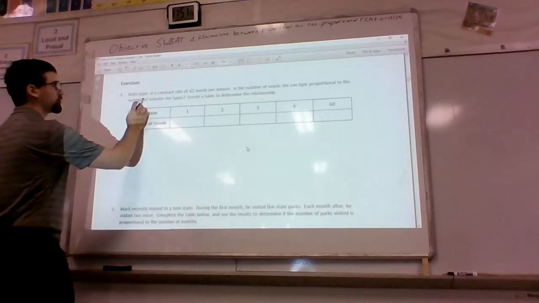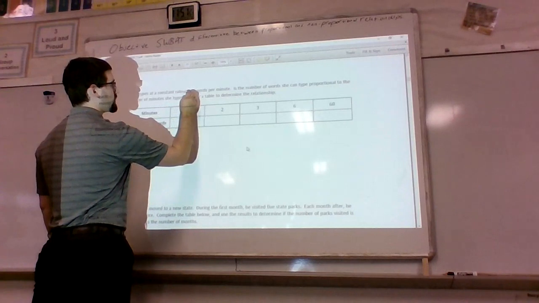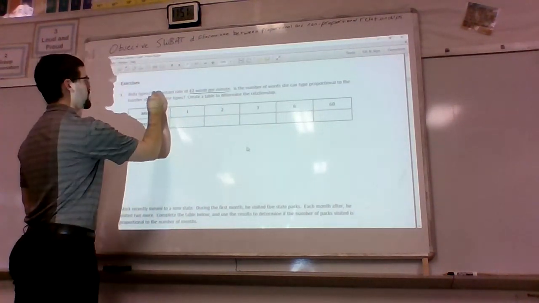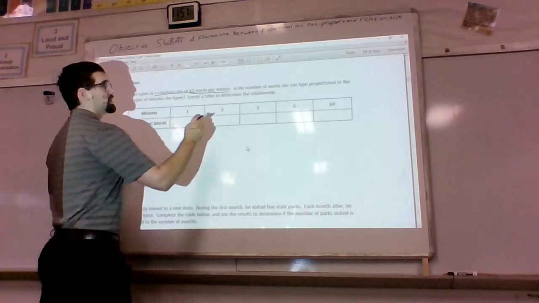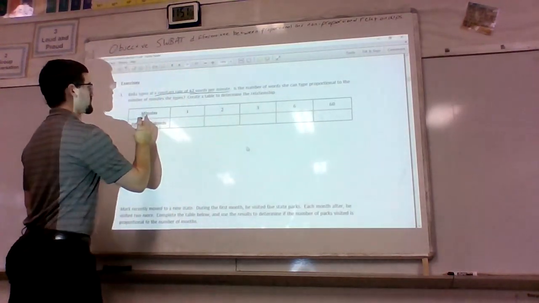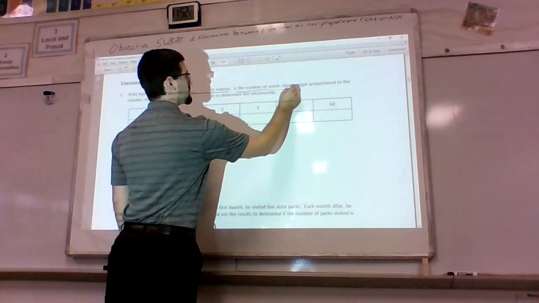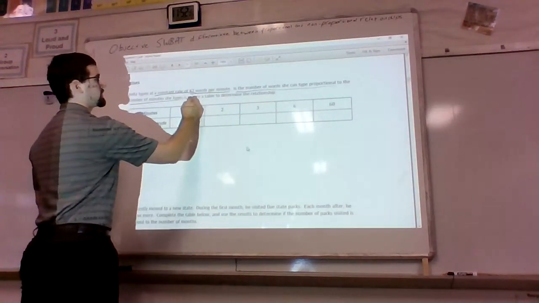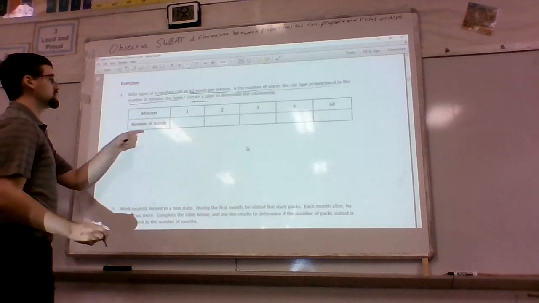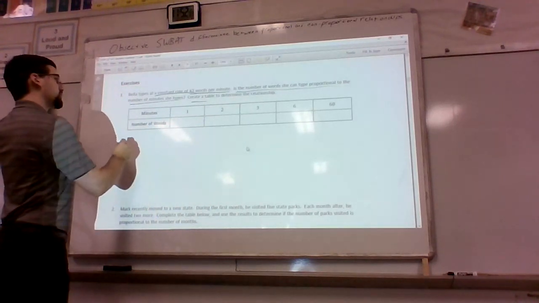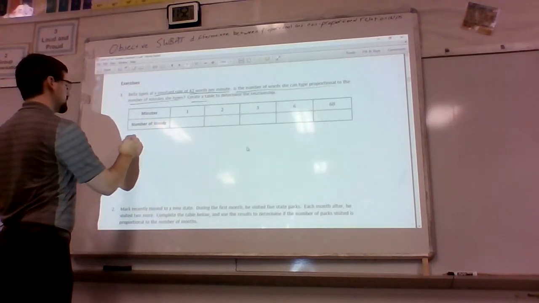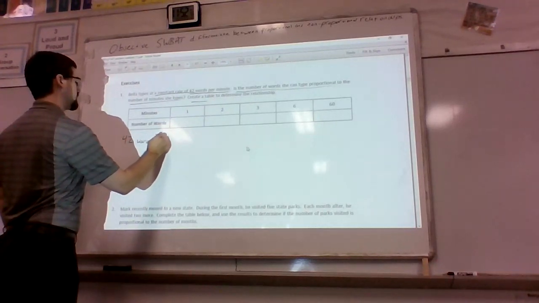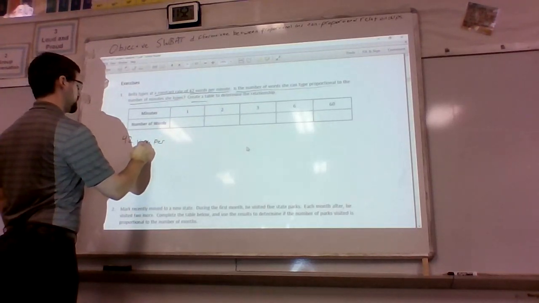Well, her rate is 42 words per minute. Okay, that's a piece of important information, constant rate. And then this is the question we need to answer. Is the number of words she can type proportional to the number of minutes? And then create a table. All right. So after 1 minute, so her rate is 42 words per 1 minute.